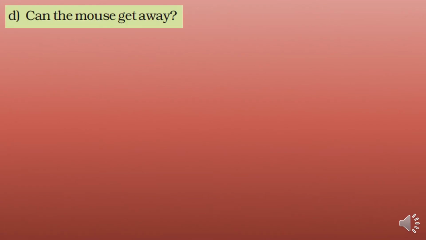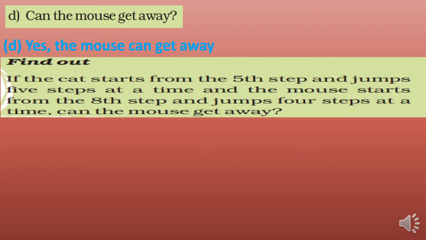So can the mouse get away? Yes, the mouse can get away. Now find out if the cat starts from the 5th step and jumps 5 steps at a time, and the mouse starts from the 8th step and jumps 4 steps at a time. Can the mouse get away?